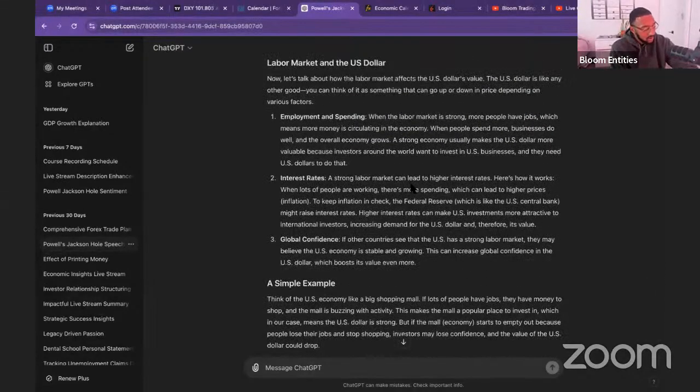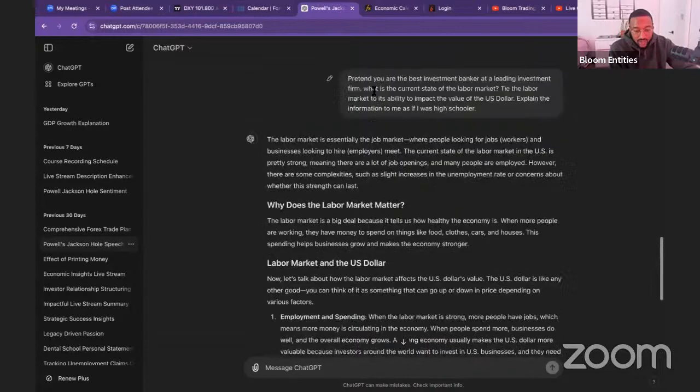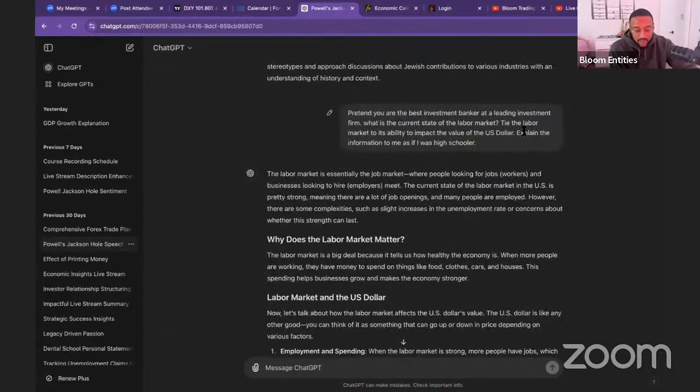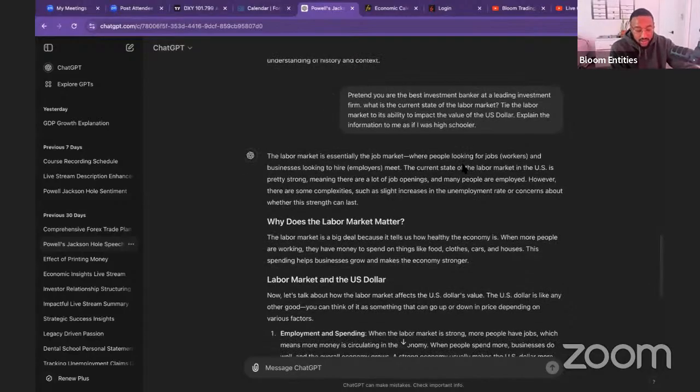If I lost my train of thought there, I was getting caught. But that's why I love this prompt here. Explain the information to me as if I was a high schooler. Explain the information to me as if I was a fourth grader. Explain the information to me as if I was a toddler. And using these ChatGPT models, these AI models, just to gain understanding and continue to see the same things over and over and over again.